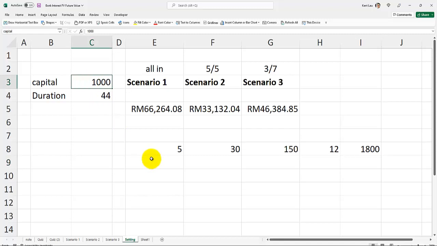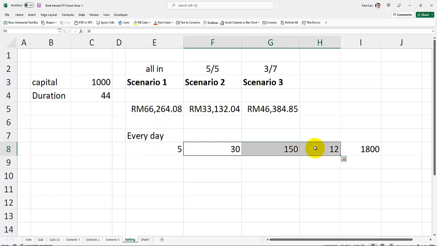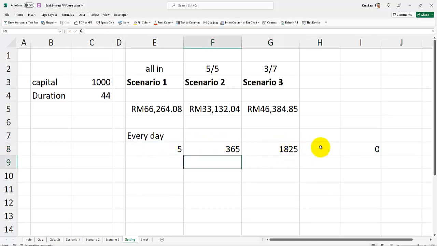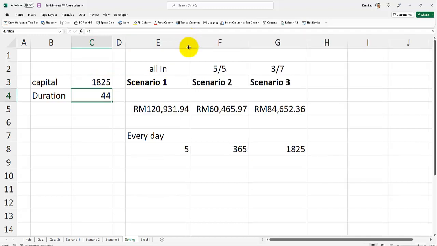So let's say you consistently save 5 ringgit every day for the next 365 days, right? So how much can you save, just 5 ringgit a day? It's 1,835, right? So 1,835, just put it here. It's just 5 ringgit a day. So let's take a look: after 44 years it is 120,000.